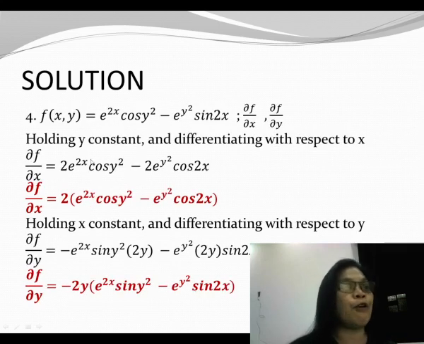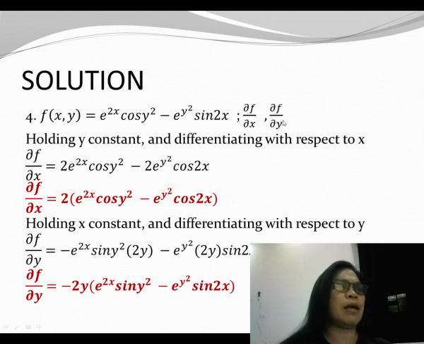And lastly, for example number 4, this is the function f of xy, and the given is e raised to 2x cosine y squared minus e raised to y squared sine 2x. Here we have to look for the partial derivative of the function with respect to x, and the other one is with respect to y.